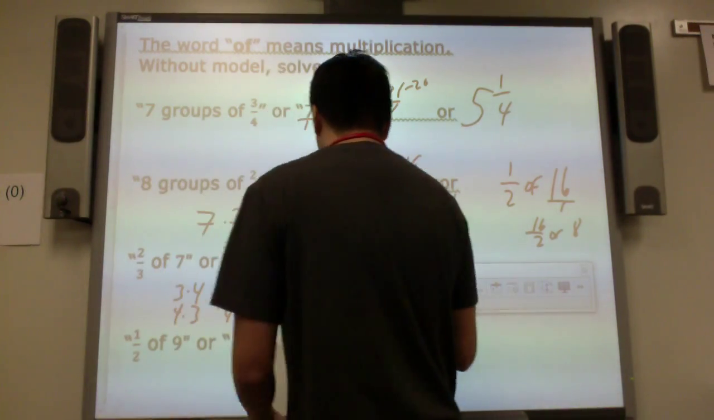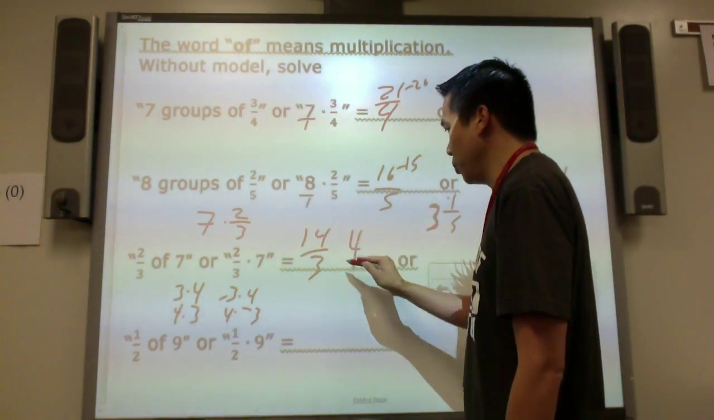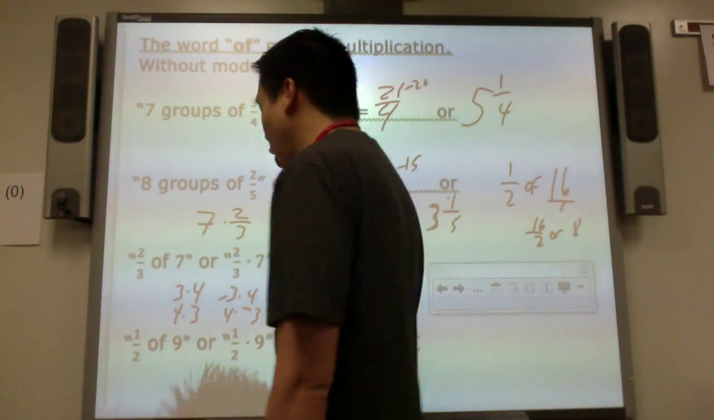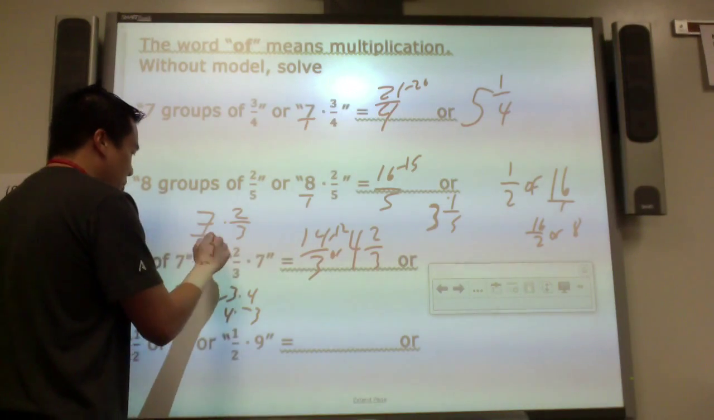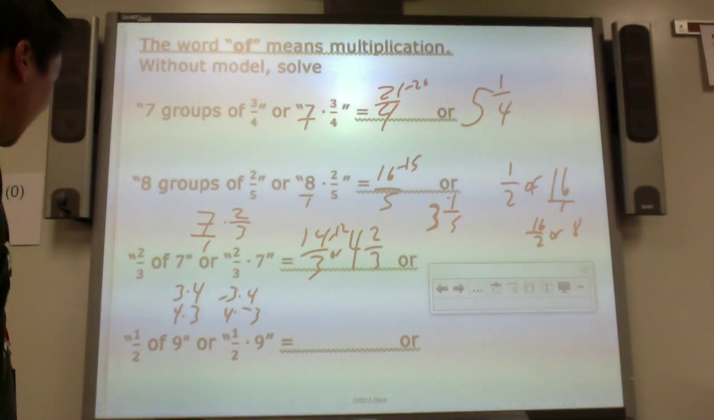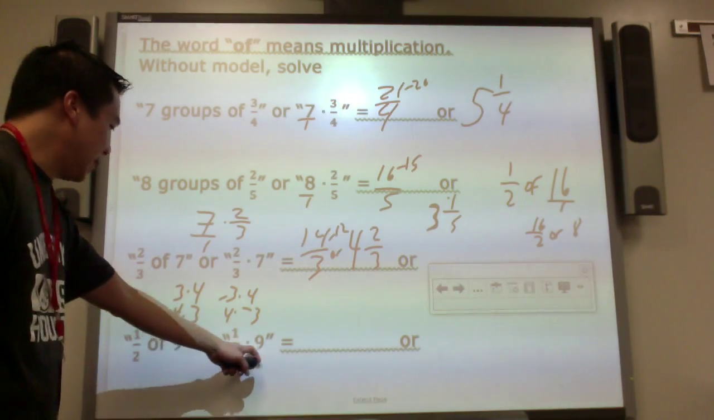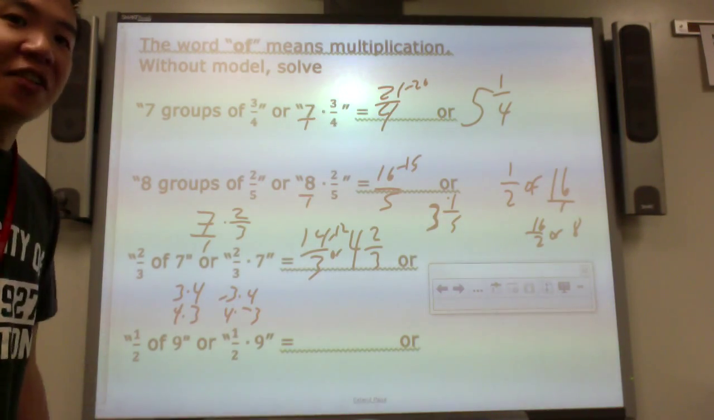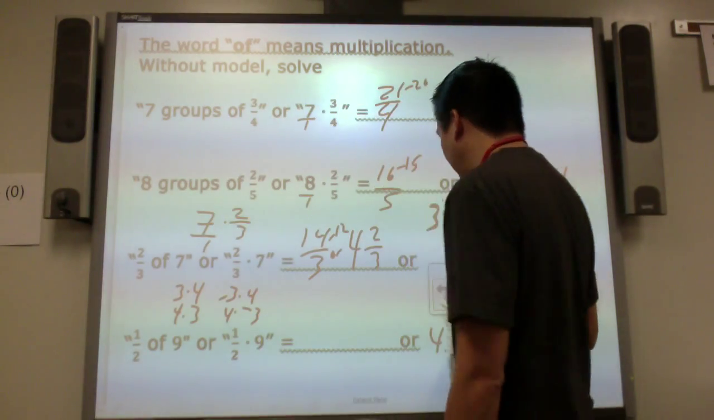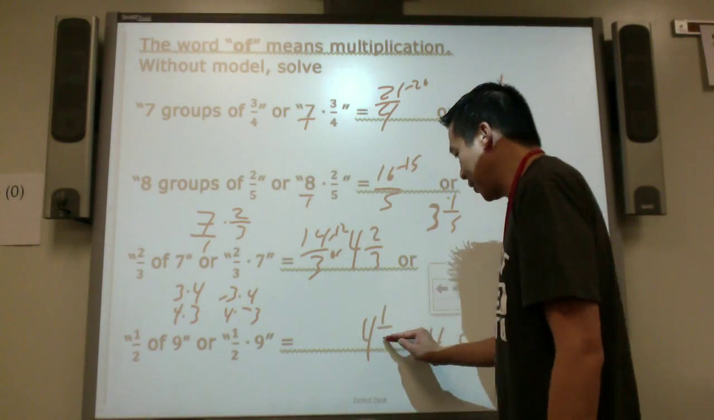How many groups of 3 go into 14? 4 groups. That's 12. So 4 and 2/3 is the other answer. Another way to do it is turn this whole number into a fraction and multiply across, 14 thirds. And last but not least, 1/2 of 9, half of 9. You should be able to do it in your head. Half of 9 is 4.5, or 4 and 1/2.